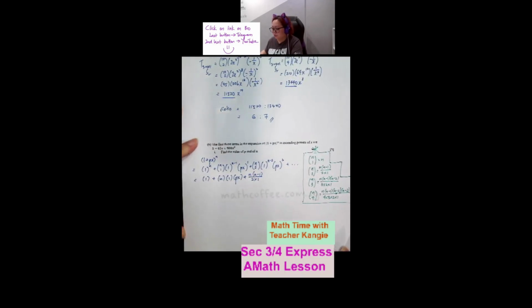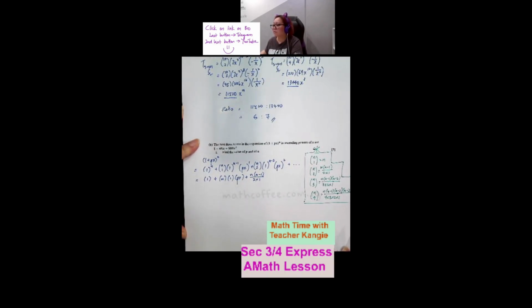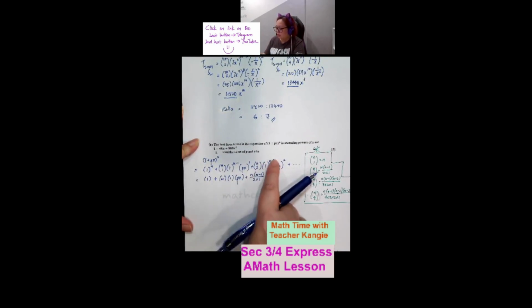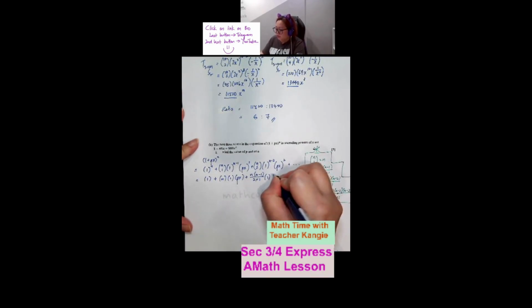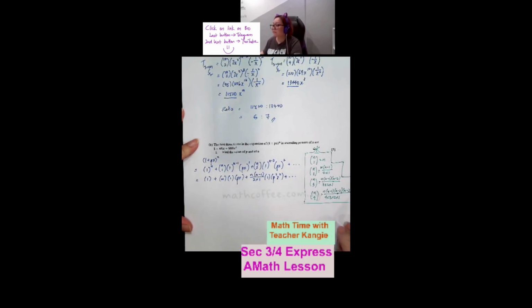Okay, now let's continue. So I have done the nC2 in terms of n. 1 to the power of anything is just 1. This one, take note, px squared. So px squared is p squared x squared because you square both of them. So this one should be p squared x squared plus dot dot dot.